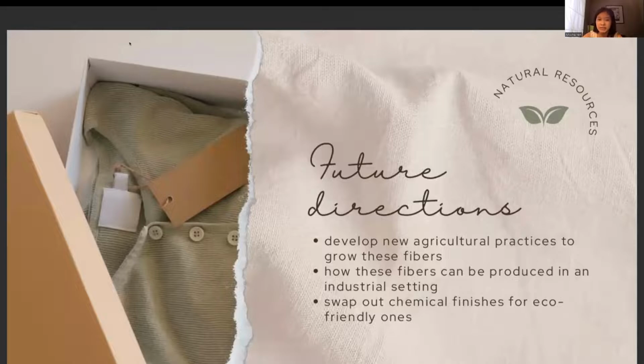Basically, future directions, and kind of like a summary of what my research project was about, is that there need to be new agricultural practices to actually grow these fibers, because a lot of these fibers have different requirements for how they should be grown, and the amounts of water that need to be used to grow them. And also future research should be done on how these fibers can be produced in an industrial setting. And another issue with a lot of these fabrics is that they need chemical finishings to be produced. So if we can find eco-friendly alternatives, that would be better.